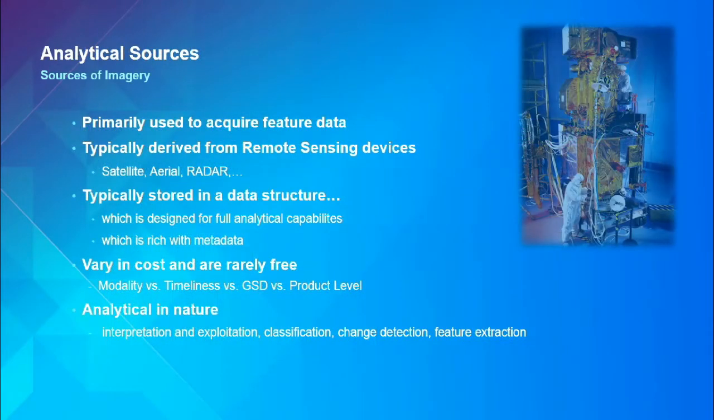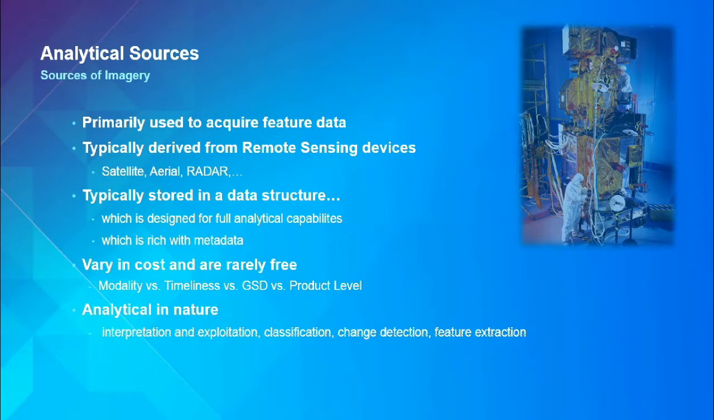There are analytical sources. They're primarily used to extract feature data. They're used for remote sensing purposes. What you'll find is they aren't necessarily all color imagery or even multispectral. They might be radar, they might be thermal, and they come from various platforms. They too are stored in a data structure, but one that allows you to get at the raw pixels, and we're going to talk about how that works.